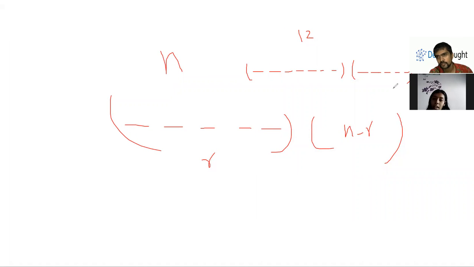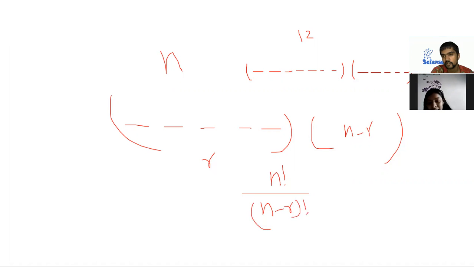Right? You have 7 objects, 5 are missing. So what will this become? N factorial divided by n minus r factorial. Like how this was 12 factorial divided by 12 minus 7 factorial. Now, does nPr make sense to you?